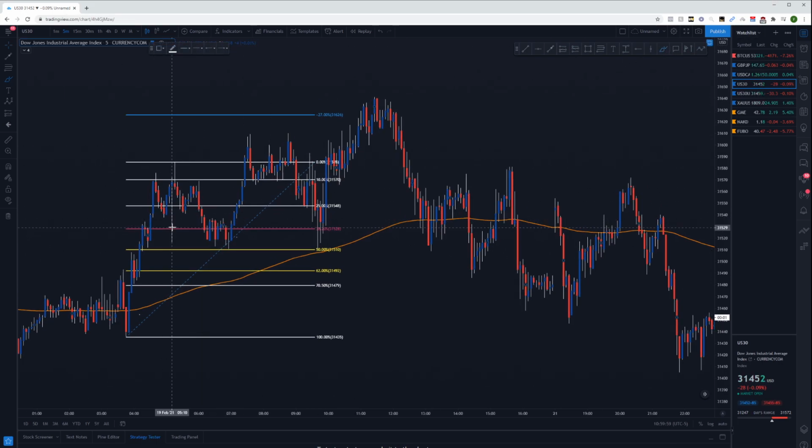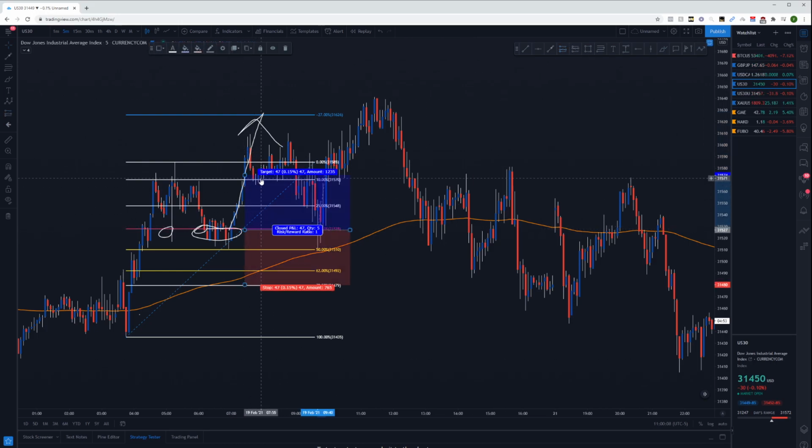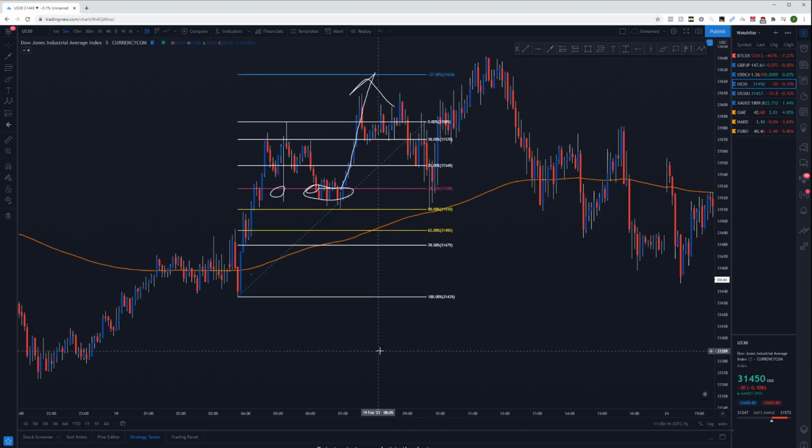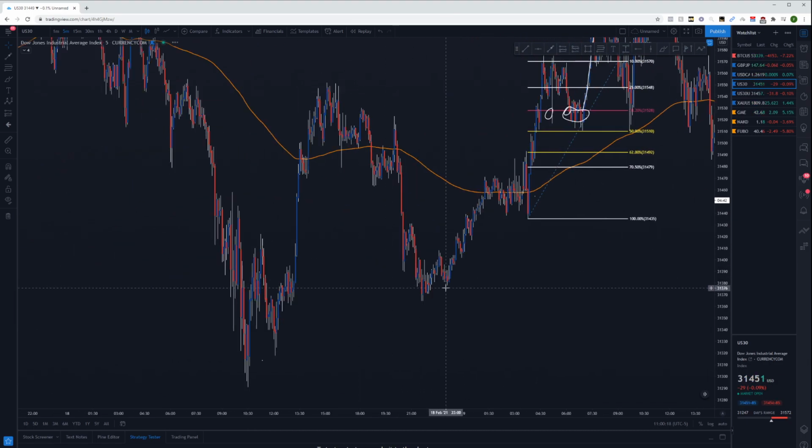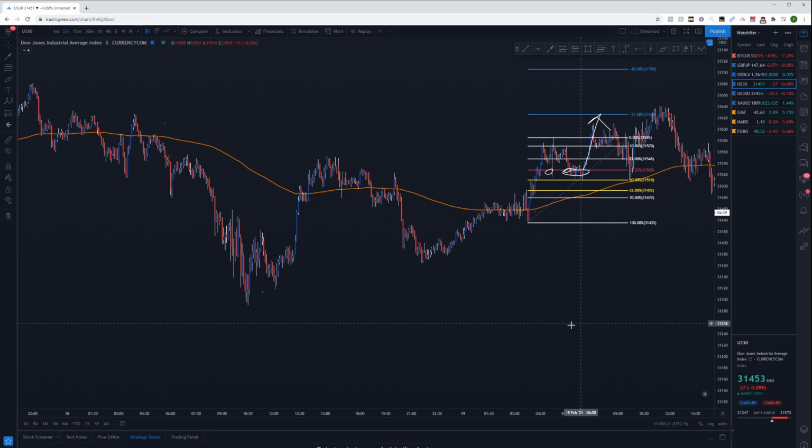This, if I get this to work. Not once, twice, all these rejections, right? And then it flew up from right here to right here. You could have caught 1,100 pips, 110 pips, whatever you want to call it. Let's just see another example.